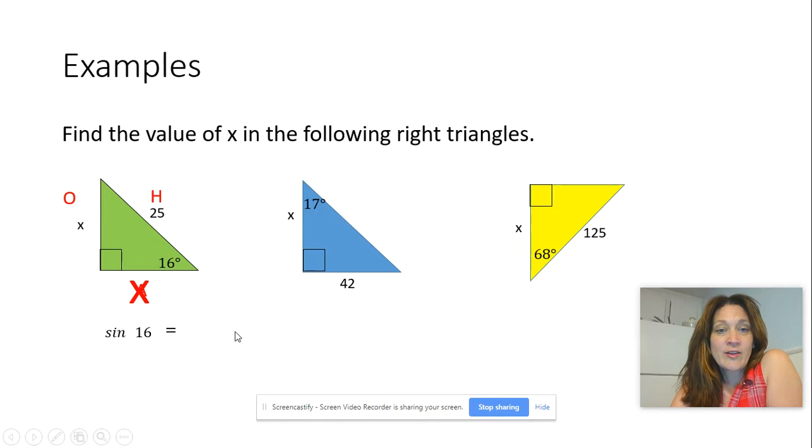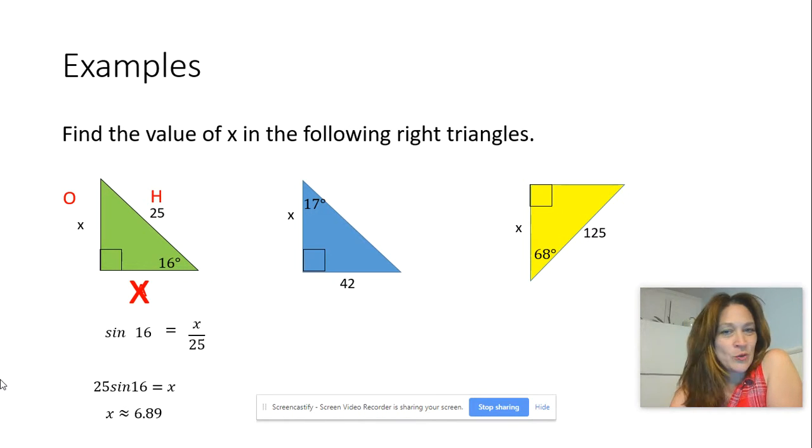I'm going to go ahead and fill that in my equation, x over 25. Now all I have to do is solve for x. So I'm going to get rid of this 25, and by multiplying both sides, I'm going to have 25 times the sine of 16 is x. All we have to do is just plug that into our calculators. So 25 sine 16 will give us 6.889.